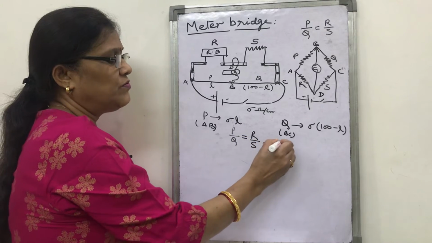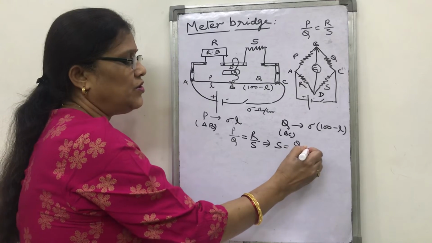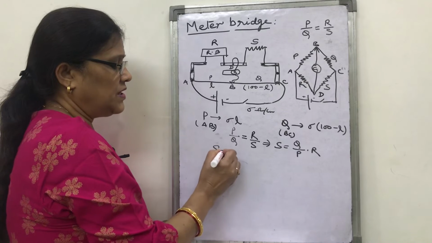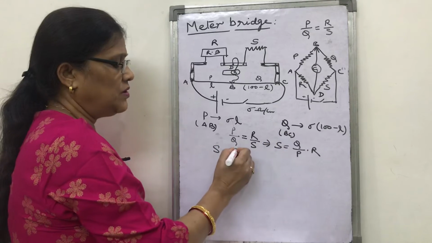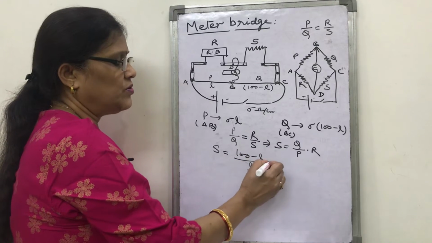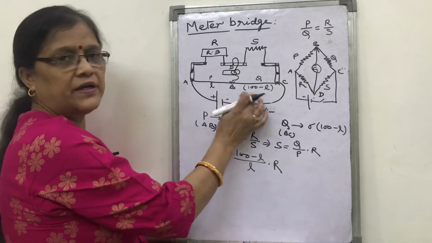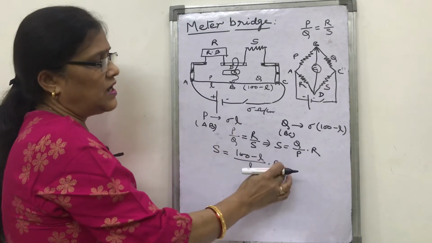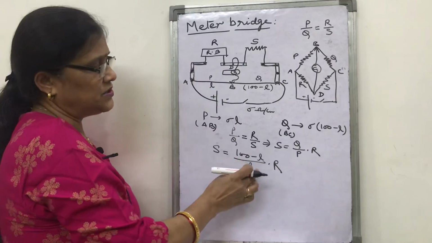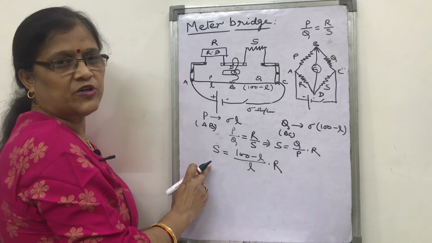This implies that S will be Q upon P into R. What is Q and P? You have seen here that S will be equal to (100 minus L) upon L into R. So L and 100 minus L can be read directly from the scale, and R is whatever resistance is chosen from the resistance box. In this way, the unknown resistance S can be determined.